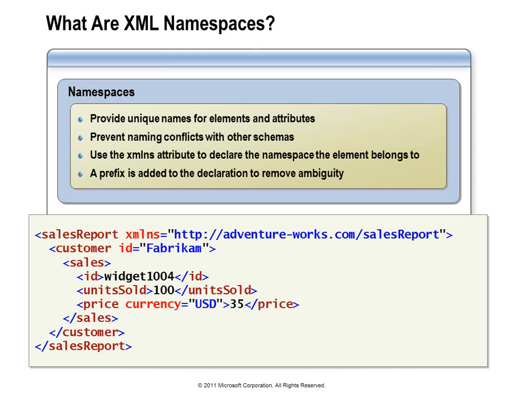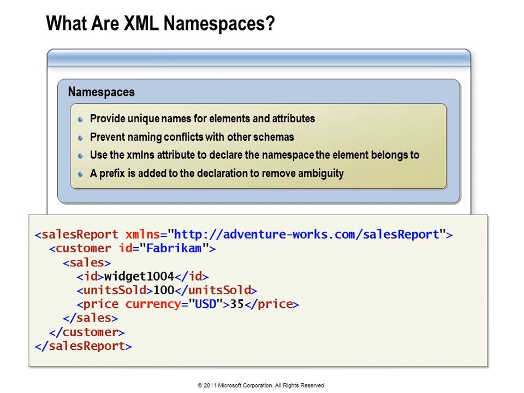So in this document, we're saying that the sales report element is part of the AdventureWorks sales report namespace, and we're saying that all of the elements within it, customer sales, ID, and so forth, are all part of that same namespace. So we've provided a single namespace then that applies to all of the elements in this document.